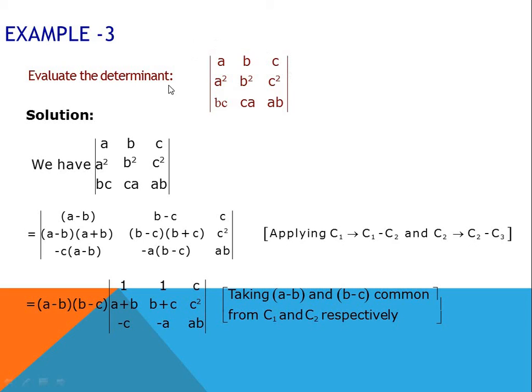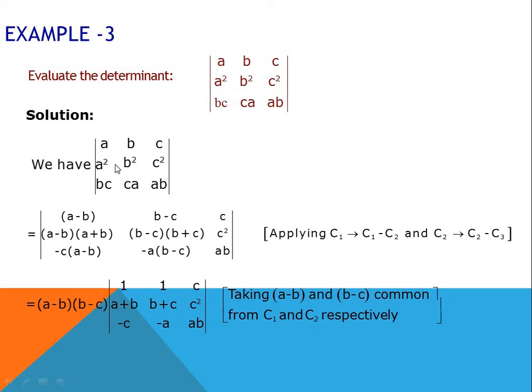Now if you observe this determinant, nothing comes out as common from any of the rows or columns. Then in that case we will follow either the row operation or the column operation. So if I follow the column operation, then the first column is converted into C1 minus C2. In the first column I will write the first element minus the second column element. So the first element will be A minus B, second will be A square minus B square, and the third element for the first column will be BC minus CA.